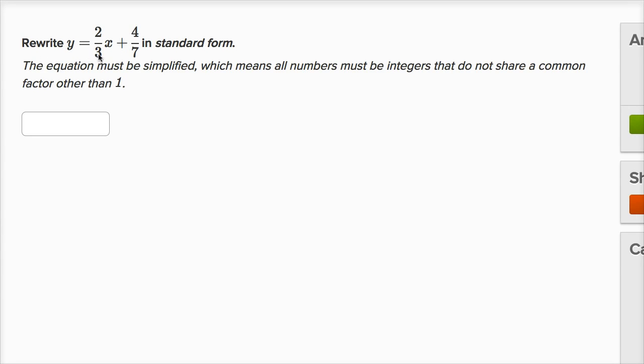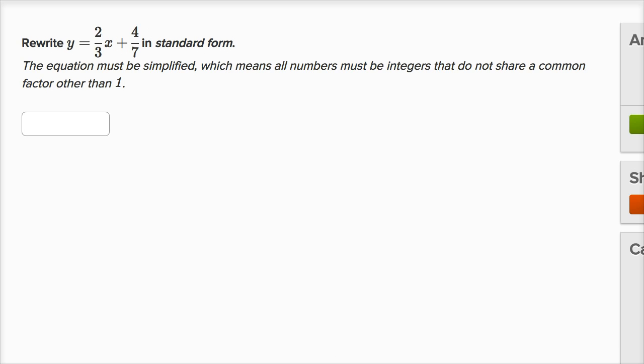Rewrite y is equal to 2/3 x plus 4/7 in standard form. The equation must be simplified, which means all numbers must be integers that do not share a common factor other than 1. All right, we'll worry about this second part in a little bit. Let's see if we can rewrite this. So it's y equals 2/3 x plus 4/7.